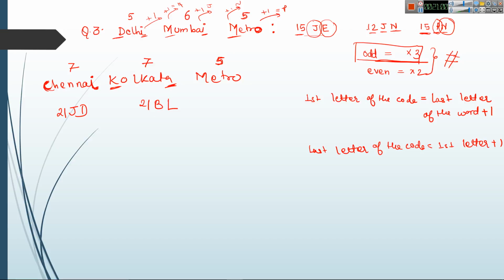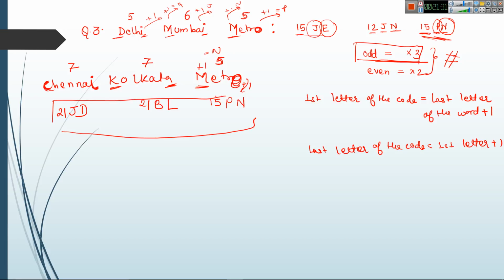And for Metro we have the code from here also, but we will do it again. Metro has 5 letters, so 5 into 3 is 15. The last letter of Metro is O, so the first letter of the code will be the last letter of Metro plus 1, which is P, and the first letter of Metro being M, M plus 1 equals N, so the code for Metro will be 15PN. So this is our required answer.